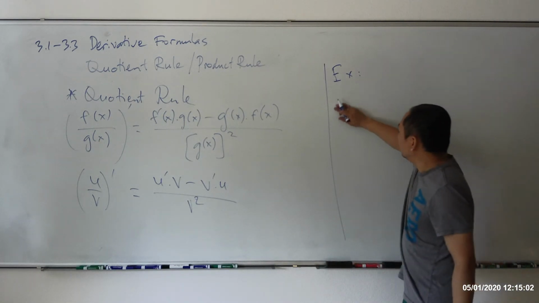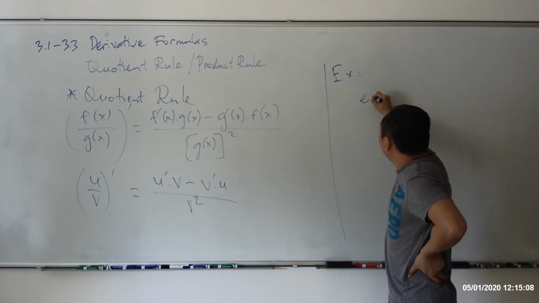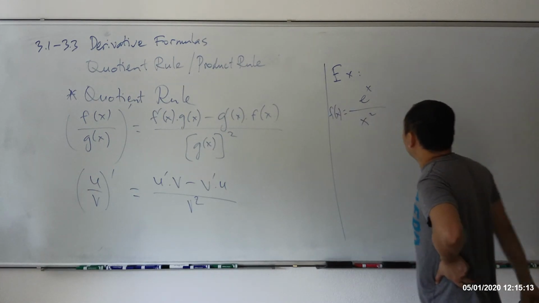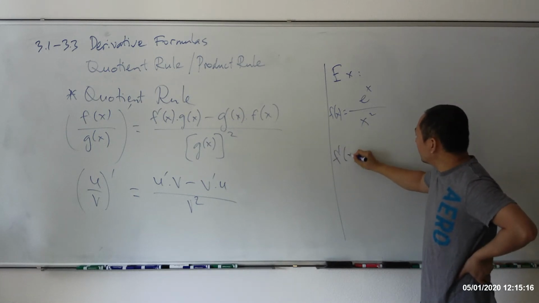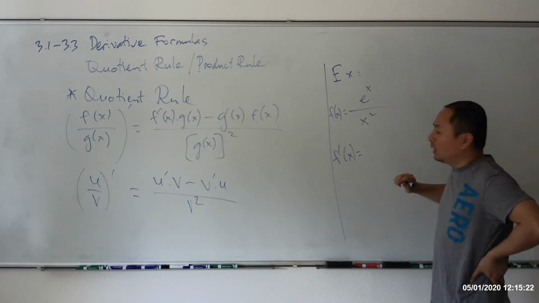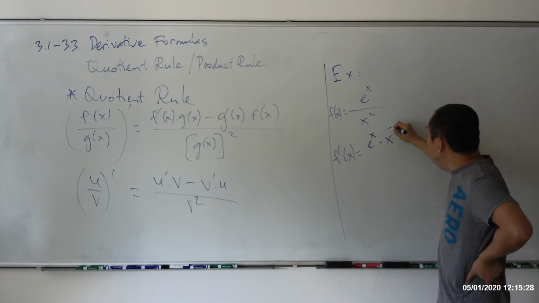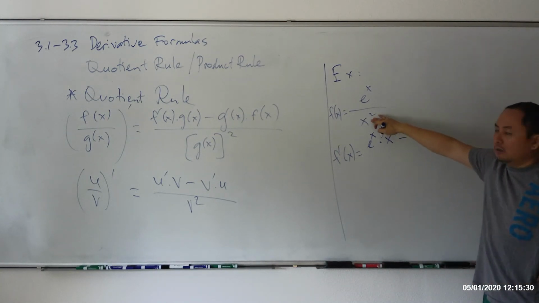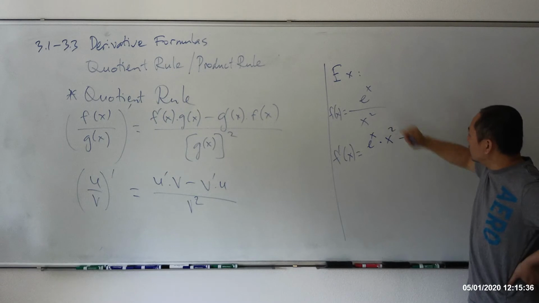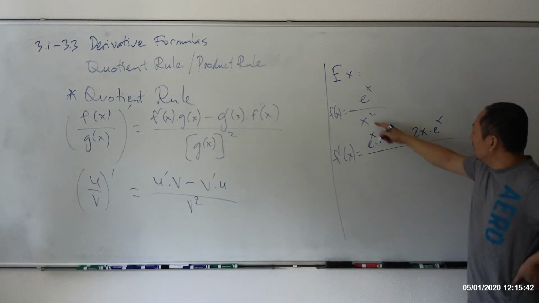Example. How about e to the x over x squared? This is my function f of x, and I want to calculate the derivative of this. So f prime of x, I have to use the quotient rule. Okay, the derivative of the top, the derivative of e to the x is just e to the x, times the bottom, x squared, minus the derivative of the bottom times the top. Right, the bottom is x squared, the derivative is 2x times e to the x, and everything divided by the bottom squared.